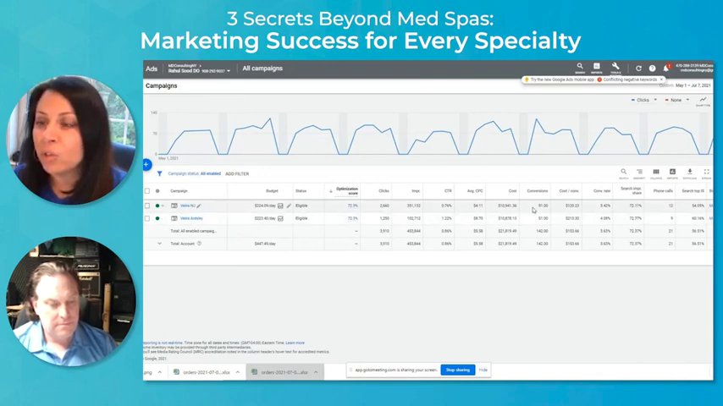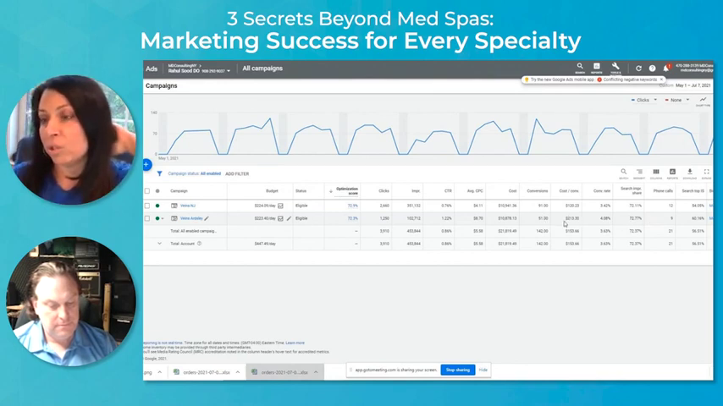And we can see for the New Jersey location, we have generated 91 forms and 12 phone calls for a cost per conversion of 120. And then we have Westchester County, which is quite competitive. And you can see the CPC is pretty much double New Jersey at 51 conversions, 9 calls with a cost per conversion of 213.